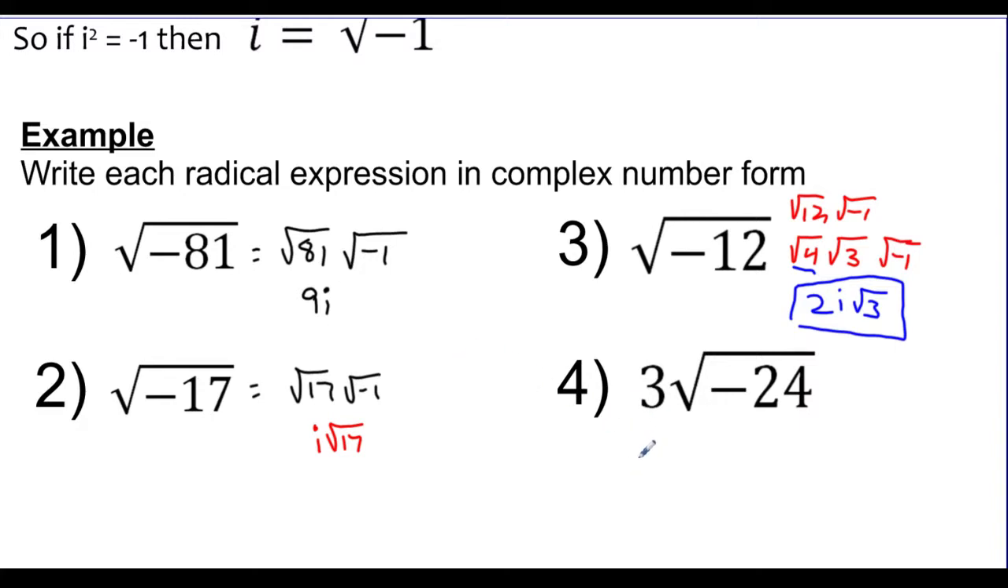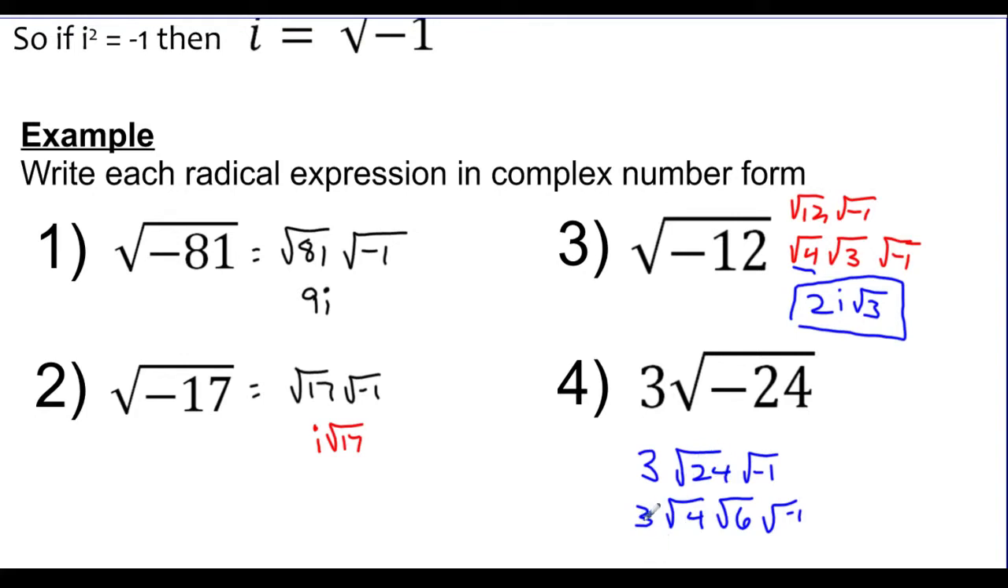So 3 square root of negative 24, I'm going to break up. I'm going to say 3, the square root of 24, and the square root of negative 1. Well, the square root of 24 I can simplify again because it's got a 4 in it. So I'm going to say 3 square root of 4, square root of 6, square root of negative 1. Right? So I just took the square root of 4 and square root of 6. That came from the square root of 24.